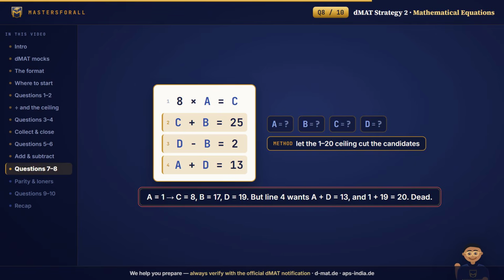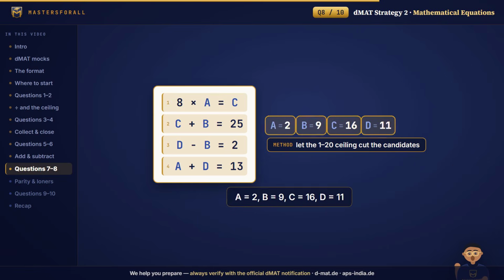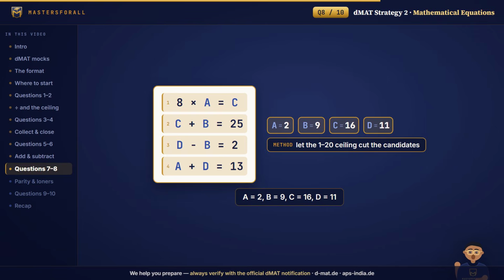Try A equals 1, C is 8, so line 2 makes B 17 and line 3 makes D 19. But line 4 wants A plus D to be 13 and 1 plus 19 is 20, dead. Try A equals 2, C is 16, B is 9, D is 11, and line 4, 2 plus 11 is 13, it holds. So A is 2, B is 9, C is 16, D is 11.